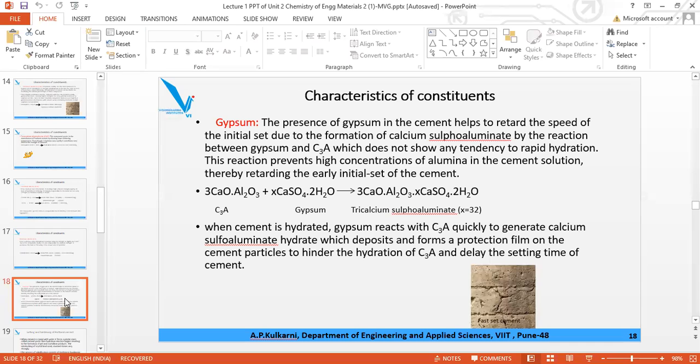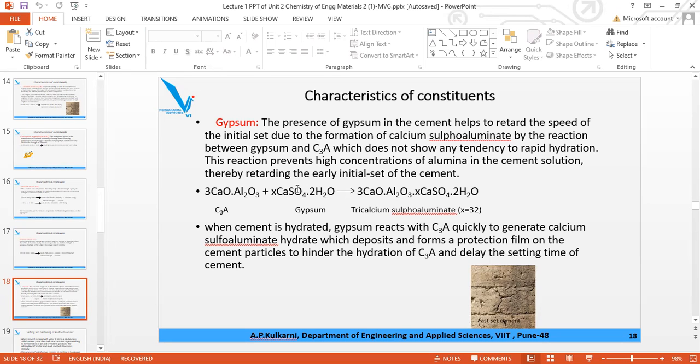The formula is xCaSO4.2H2O. And the reaction is it forms tricalcium sulfoaluminate, and because of the formation of this, the setting time is increased from half an hour to 1 day. So the first constituent was our quick setting C3A, tricalcium aluminate. The formula is 3CaO.Al2O3. I have told you the formula of gypsum, xCaSO4.2H2O.